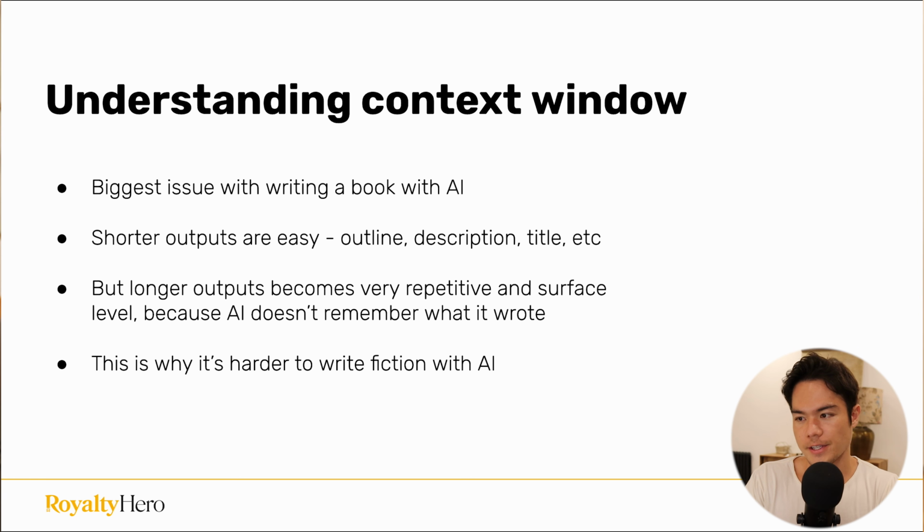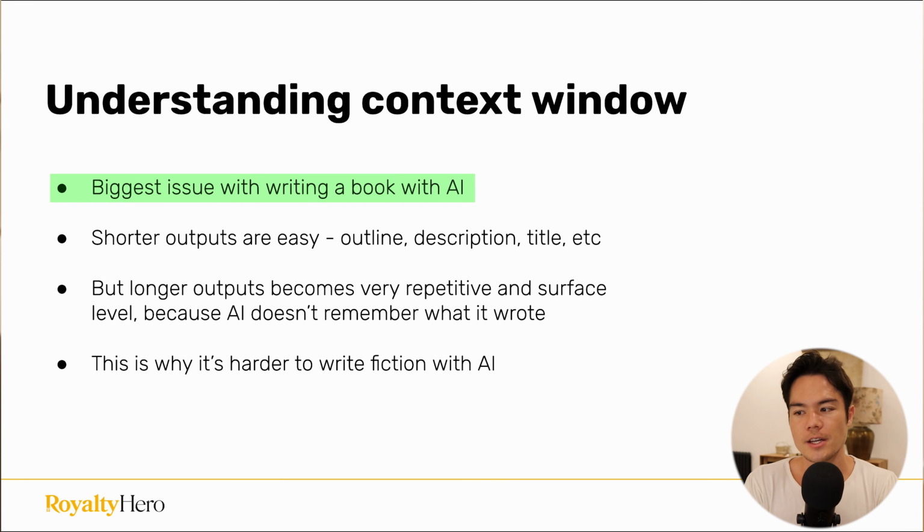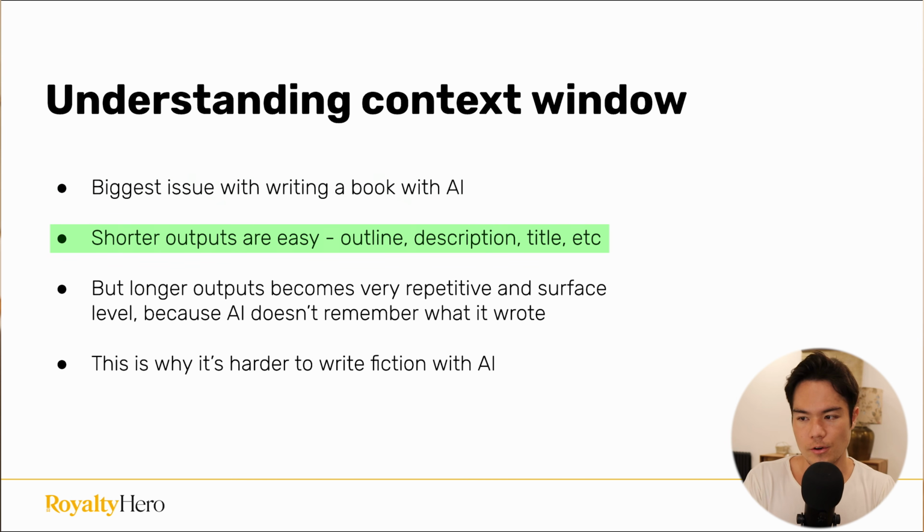The first thing you have to understand is the context window. This is the biggest issue with writing a book with AI. Context window is essentially how much AI remembers what it wrote in the past, right? So this is right now the biggest issue when it comes to writing a book with AI, because when it comes to shorter outputs, it's very easy. It's very easy to use AI to create book outlines, description, title, where the output, what it actually writes, is very short. Book outline is just one page, right? Description is just a paragraph. Title is just one sentence. Those are very, very easy to do with AI.